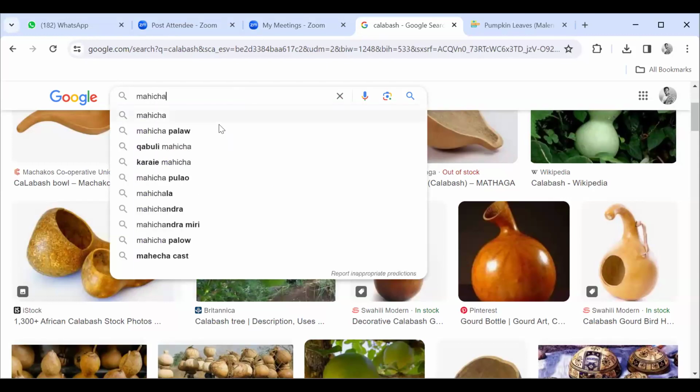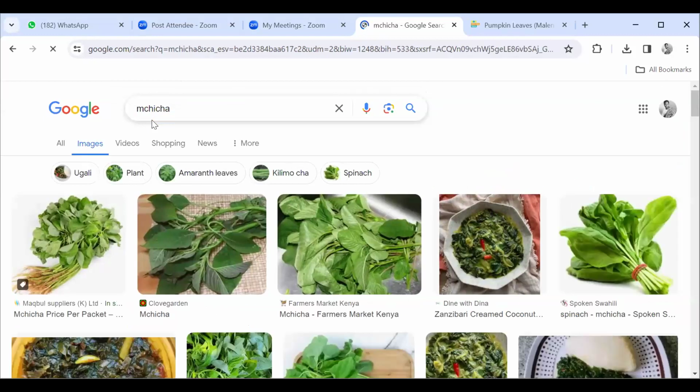Can I ask you about the calabash? You can't eat anything on the calabash, not the leaves or anything. It's just used to make decorative things. Yeah, people don't eat anything. I mean, even the seeds aren't eaten. No. Because pumpkin seeds you can eat.